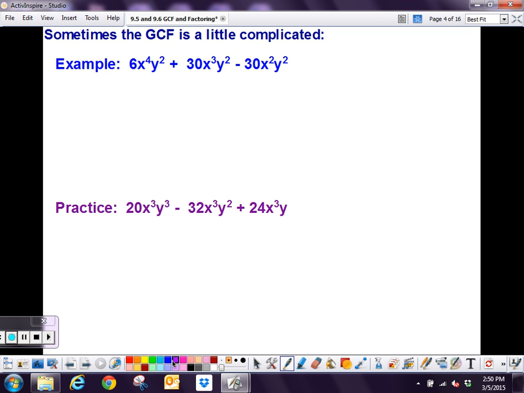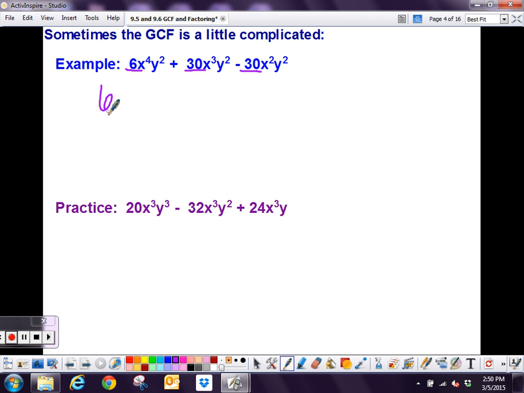Okay, we're going to get a little bit more complicated here. And we're just going to keep breaking this apart like we did before. We're going to look at the coefficients, then we're going to look at the x, then we're going to look at the y. So let's first look at the coefficients, 6, 30, and negative 30. I'm going to be able to take a 6 out.